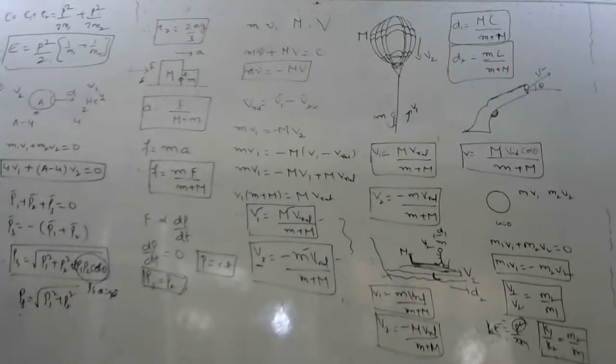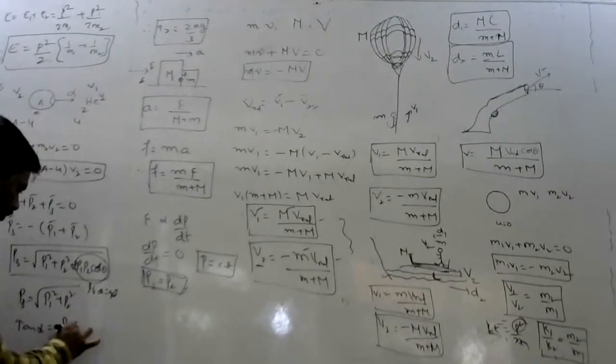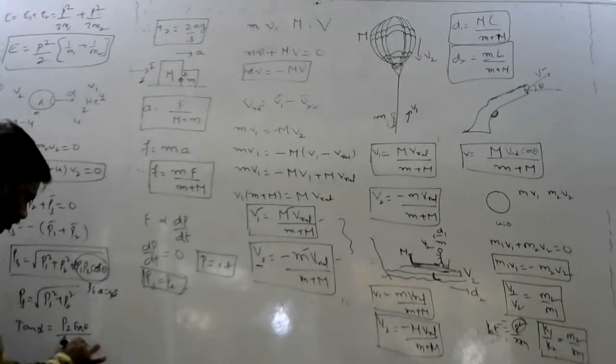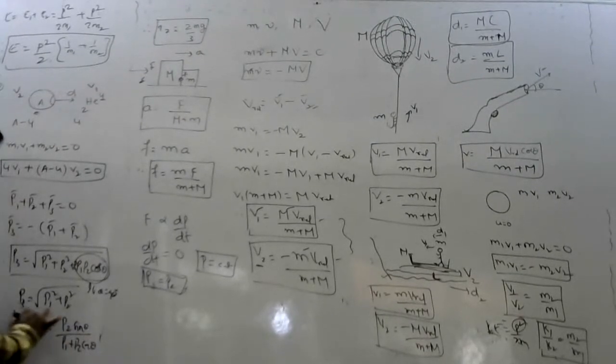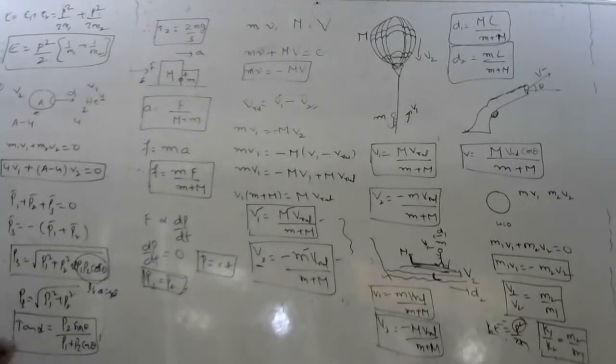Now the direction of P3: tan alpha is equal to P2 sin theta divided by P1 plus P2 cos theta.